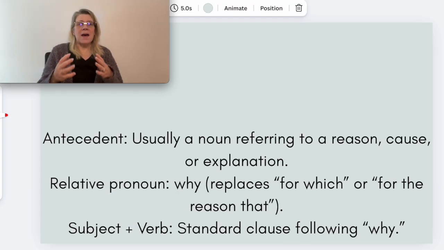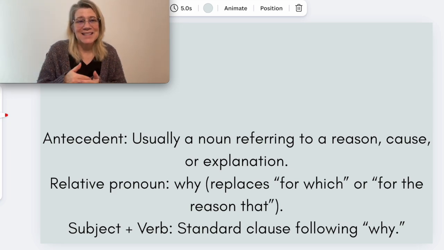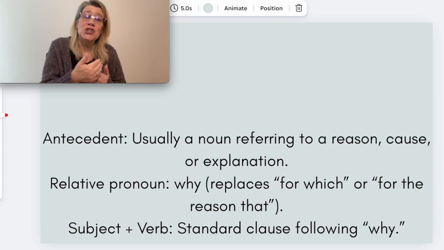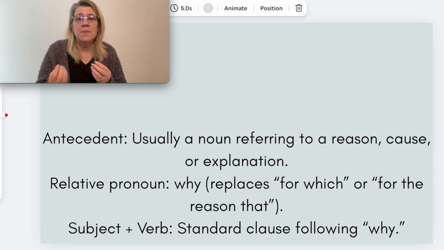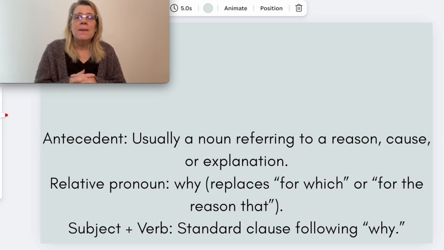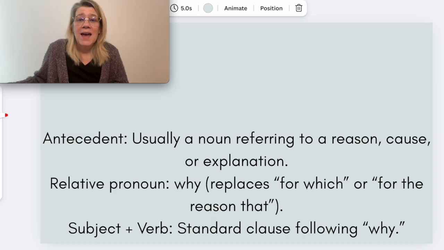So let's talk about why being a relative pronoun. When we have a relative pronoun, we need to have the antecedent. What does it refer to? It's usually a noun, and with the word why, it's going to be some kind of a reason or a clause or an explanation. Why replaces for which or for the reason that. We can just say the word why, and then it just takes the subject and then the verb.